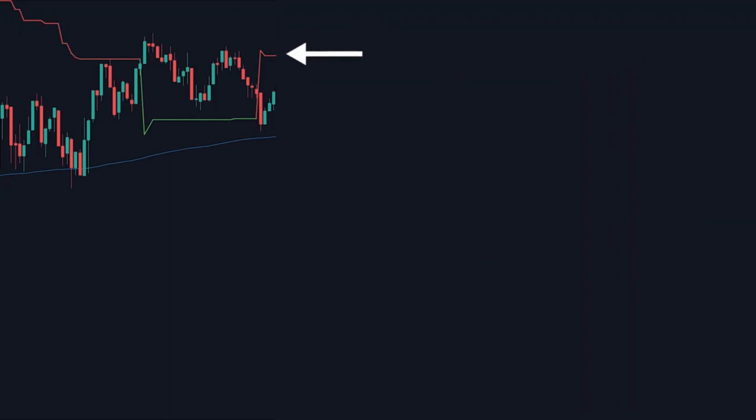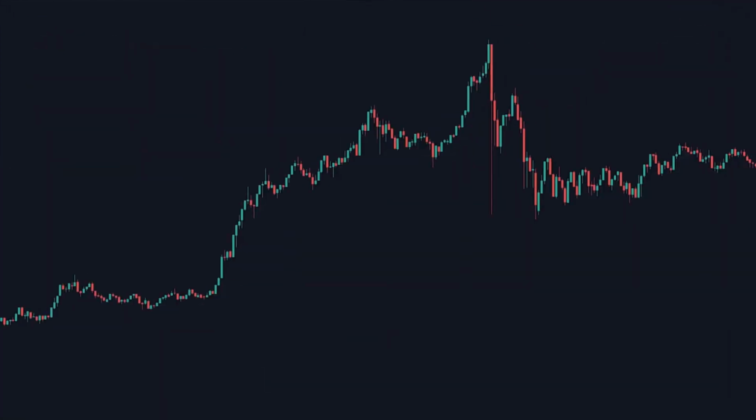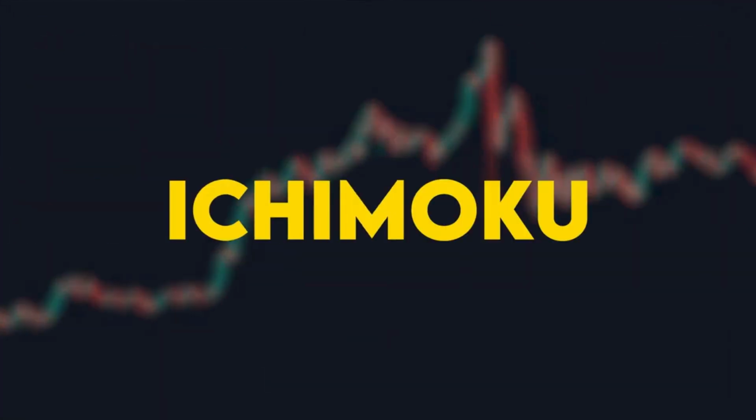As you can see, the super trend line is red, but the price is still above the 200-day. We wait for the price to go below the 200-day, make sure the super trend line is still red, and then we enter the trade. Next, I'm going to show you a bonus strategy using the Ichimoku indicator.